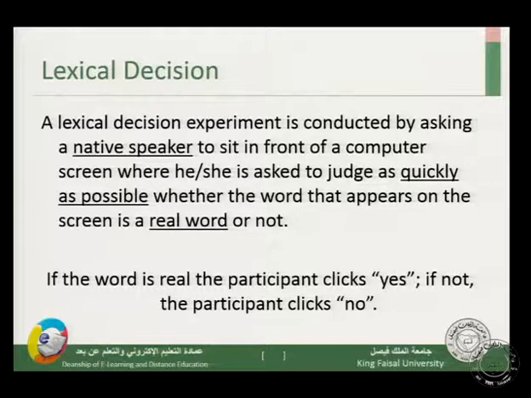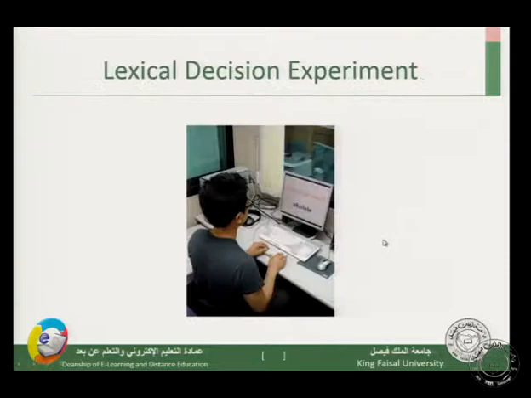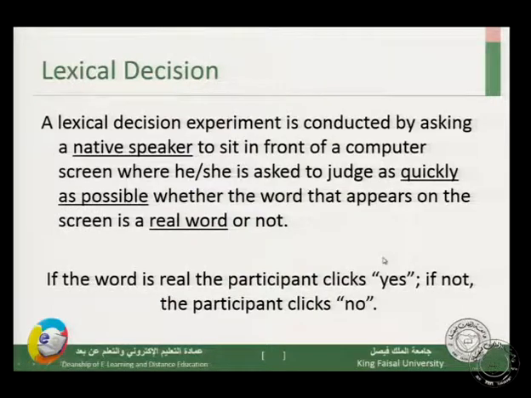First they have the stimulus, which is the word. The word is known as the stimulus. So the first thing which appears on the screen is the stimulus, the word. For example, here we have the word ukulele. The person sitting in front of the screen is asked to judge as quickly as possible whether this word is an English word or not. Okay? So this is known as a lexical decision experiment.